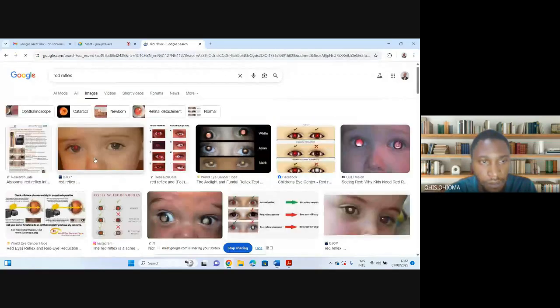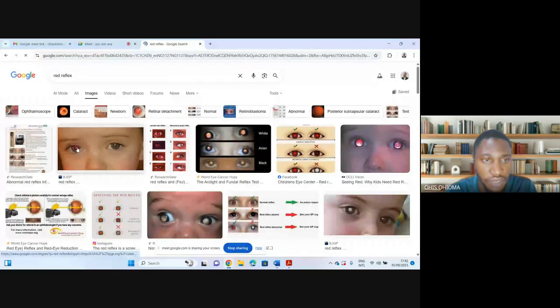So this is the red reflex. When you flash the light on the eye, you're supposed to see this. This is what you're supposed to see. The eyes have kind of the red, and the redness is because light passes through the lens and the pupils and gets to the retina, and so you can have a peek of the retina, right?